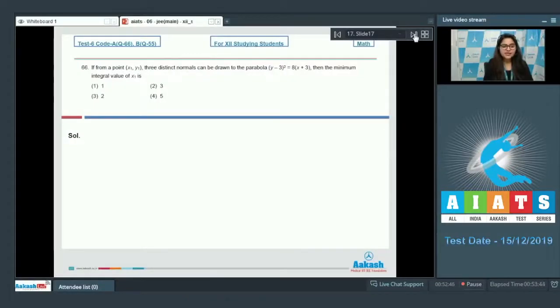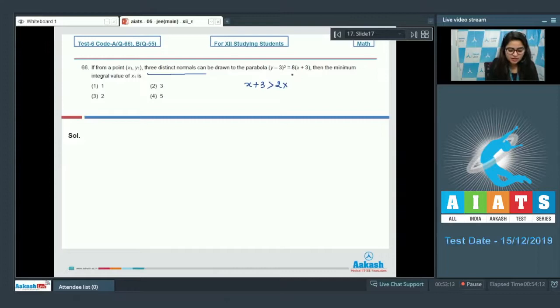Question number 66. If from a point (x1, y1), three distinct normals can be drawn to the parabola (y - 3)² = 8(x + 3), then the minimum integral value of x1. So this is generalized. For getting three distinct normals, x1 should be greater than 2a. So here x1 is x + 3, which should be greater than 2a.